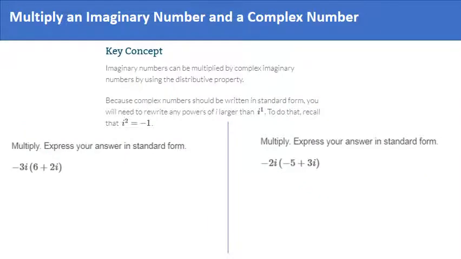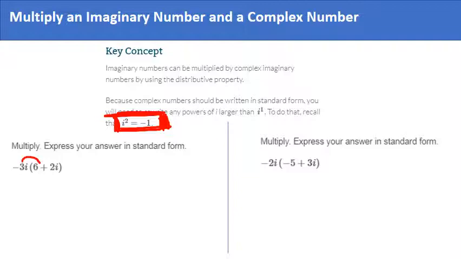All right, now let's talk about multiplying. So don't forget that i squared is equal to -1. That is very, very important. i squared is equal to -1, and that's what we did in a previous lesson. i squared is equal to -1. Let's look at the first one.